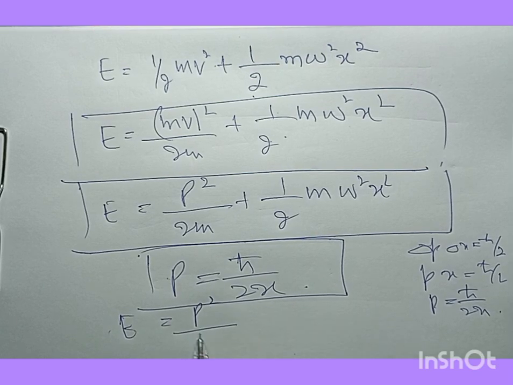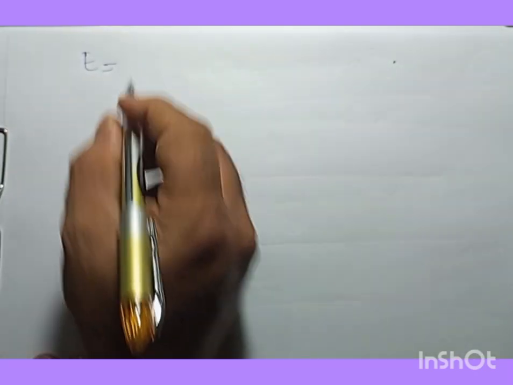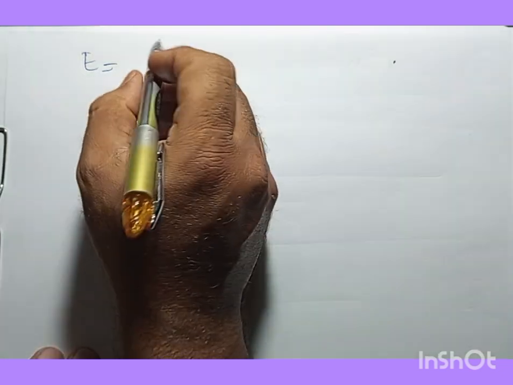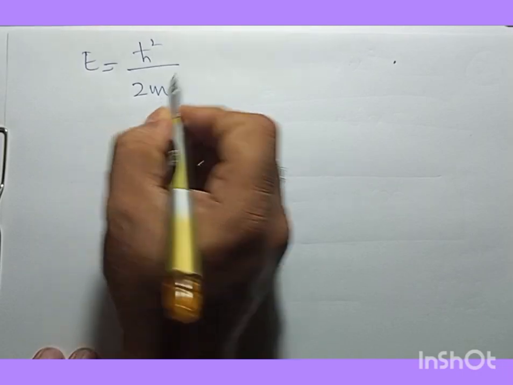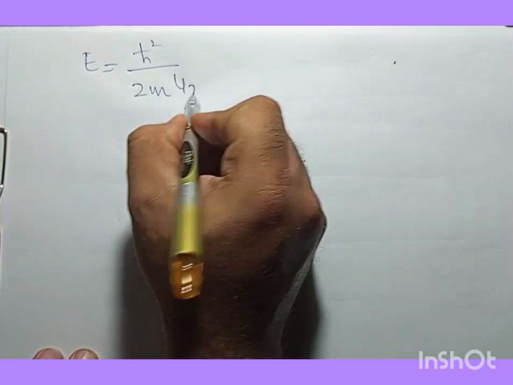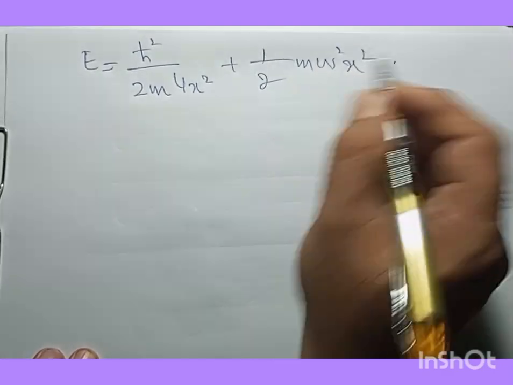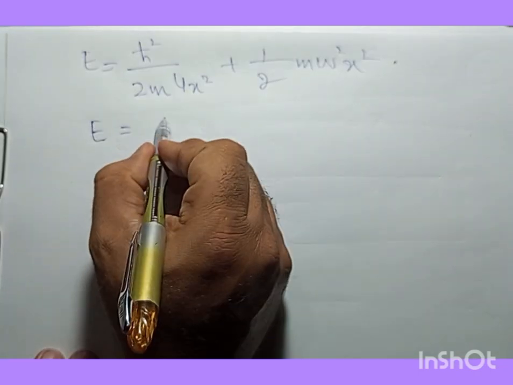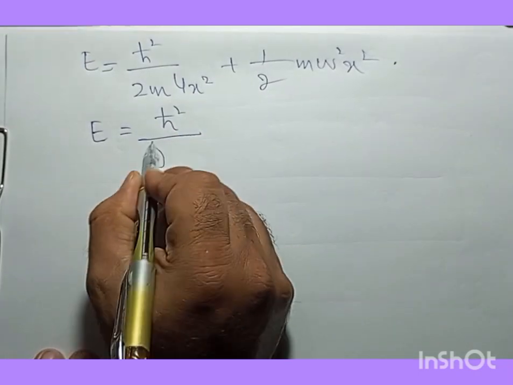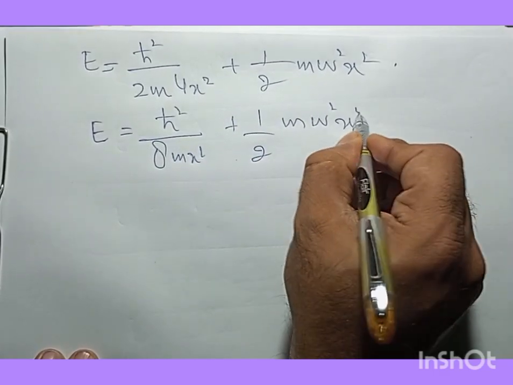will be p squared by, oh, let me use another page. So this is my page 2. I will have the total energy E. Instead of p, I'm going to use h cross by 2x. So I will have h cross squared by 2 m, and 2 squared is 4, and then there is x squared, plus 1/2 m omega squared x squared. All right, so let's make it symmetrical. So this is h cross squared by 8 m x squared plus 1/2 m omega squared x squared.